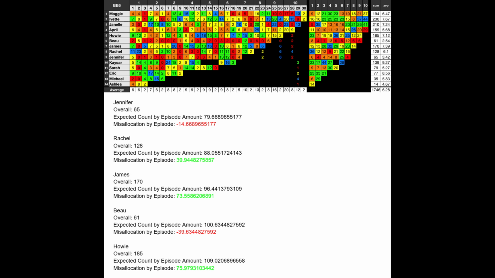Bo's overall diary room count is at 61, and his expected count by episode amount is 100.63, causing his misallocation by episode to be negative 39.63, which means he has pretty much almost half of the amount of diary rooms that he should have, which is a very bad imbalance, and it might be one of the worst in history, though we'll see if that holds up as we go through the seasons.